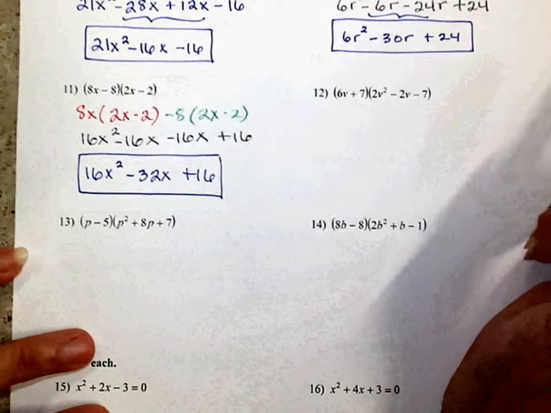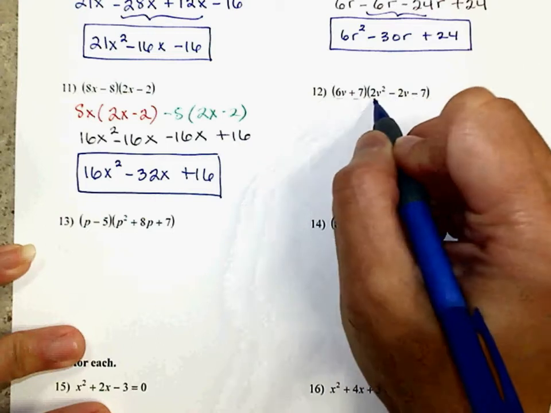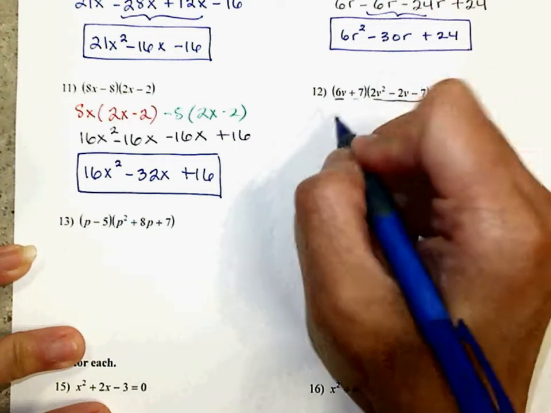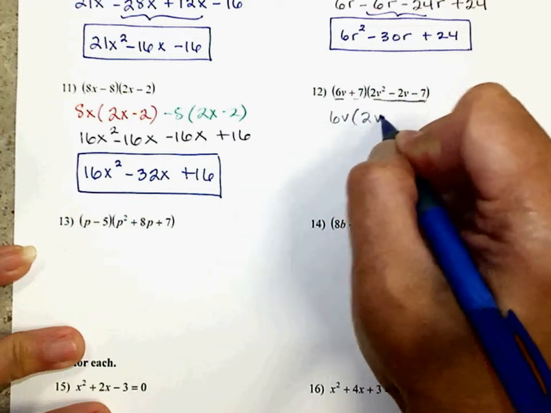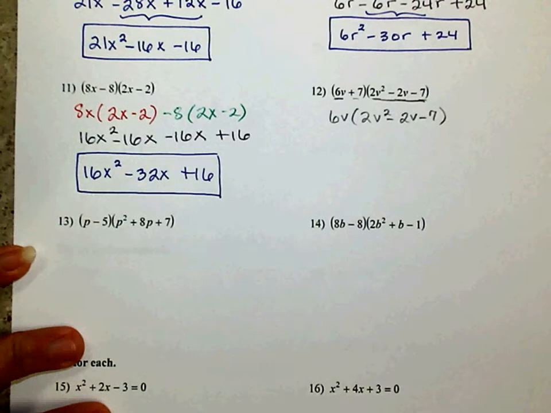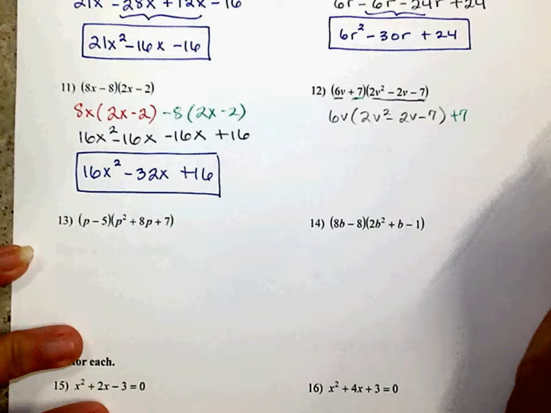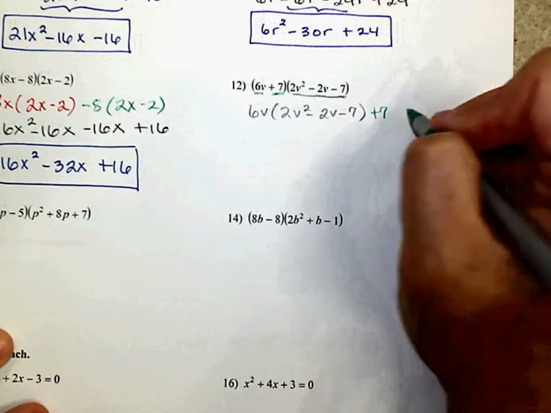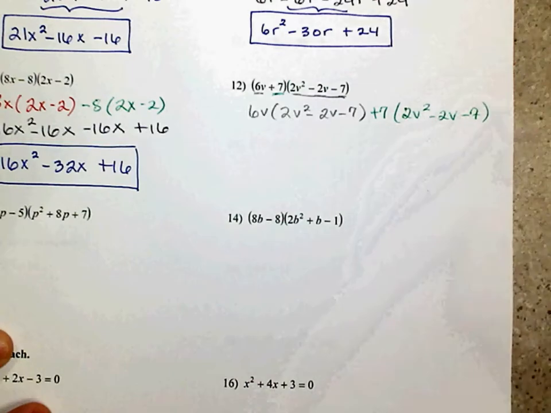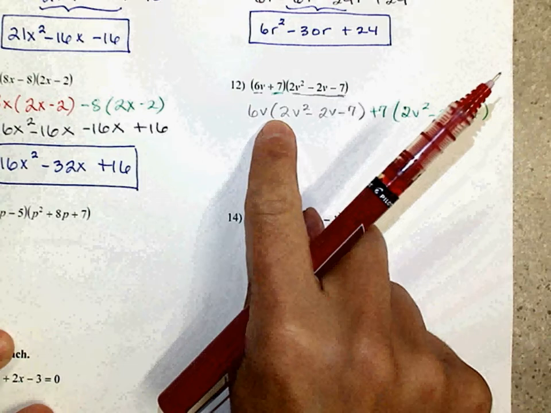Number 12. This time you have a binomial, 1, 2, times a trinomial, 1, 2, 3. So you're going to take this first one times all of that. So 6v times 2v squared minus 2v minus 7. Take your next one, plus 7, times all of that: 2v squared minus 2v minus 7. And now you're going to distribute. Okay? Parentheses means you multiply.